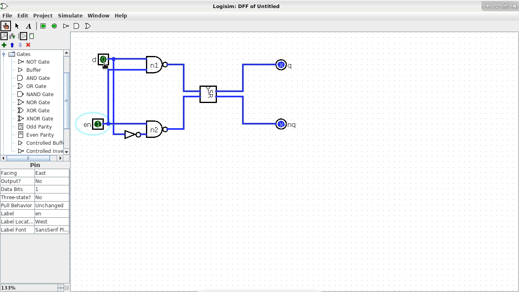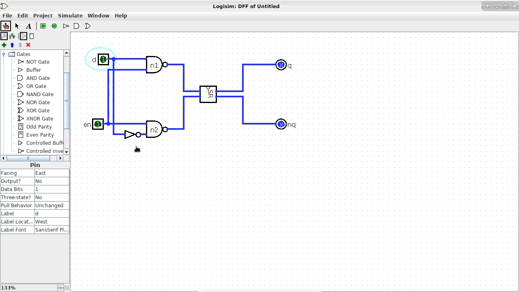What if it's the other way around? What if we are looking at this particular scenario? What if I change the data pin to a 1, while the EN pin is also a 1? Well, in this case, N1 will have both inputs being 1s, which means the output is going to be a 0. The output of N1 is going to the S pin of the SR latch, which means it's going to set the SR latch, which means Q is going to become a 1, and NQ is going to be a 0. Is that okay?